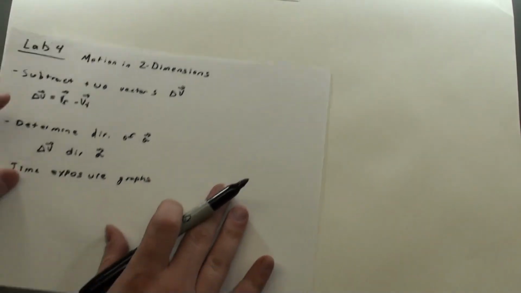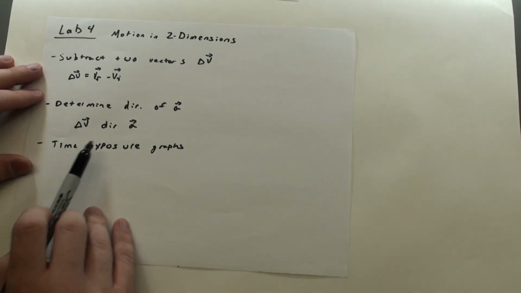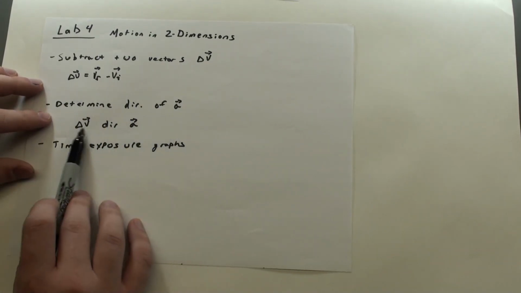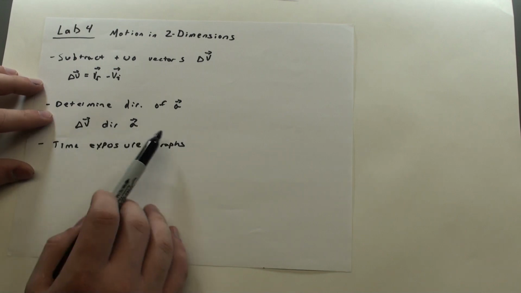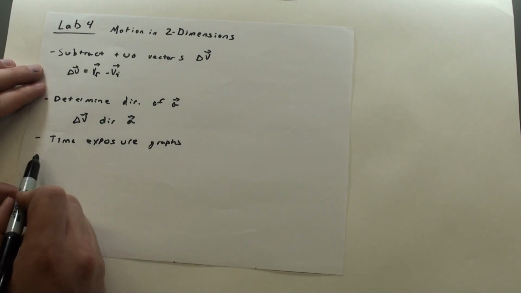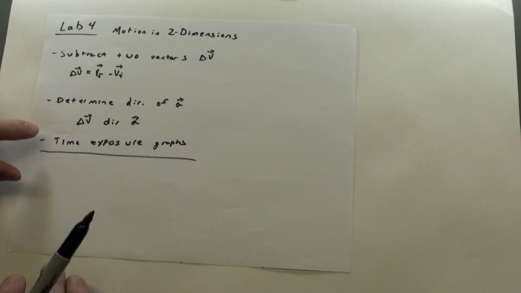So in summary, we just want to go back over it. Lab 4 is motion in 2 dimensions. We want to learn how to subtract two vectors and use the change in velocity to determine the direction of acceleration. We know now that the direction of acceleration is the same as the change in velocity, and we're doing this through time exposure graphs. We're learning how to do all this using these time exposure graphs.